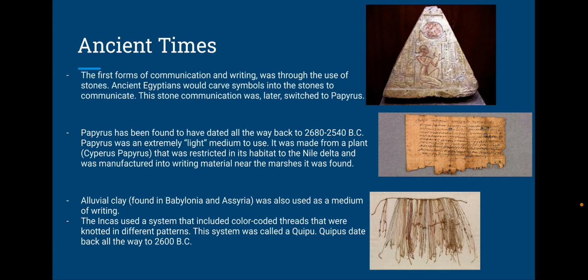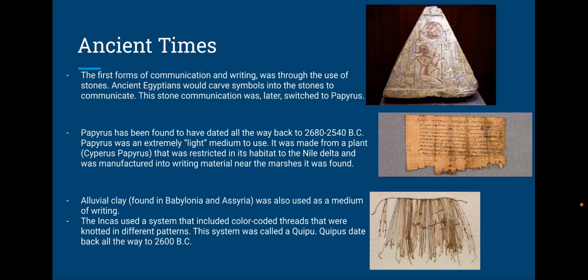Papyrus was an extremely light medium to use. It was made from a plant called cypress papyrus that was restricted in its habitat to the Nile Delta and was manufactured into writing material near the marshes it was found. This writing material was then used in what is known as papyrus.